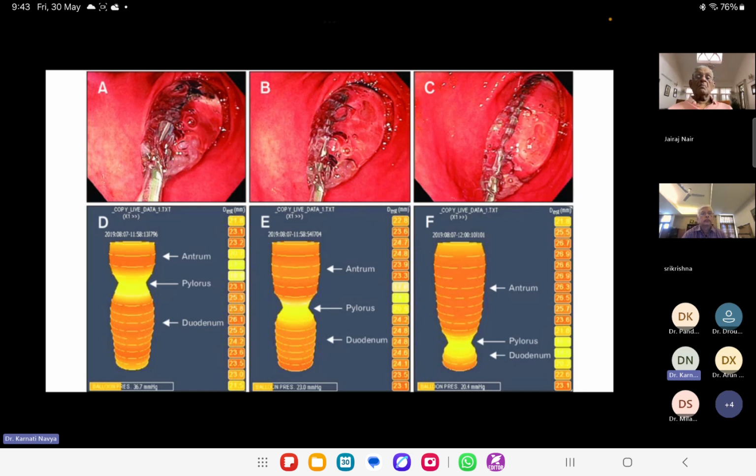These are the pictures showing the distensibility index between the antrum, pylorus, and the duodenum where the balloon is passed. And here, the distensibility index, the per square millimeter area, is calculated.